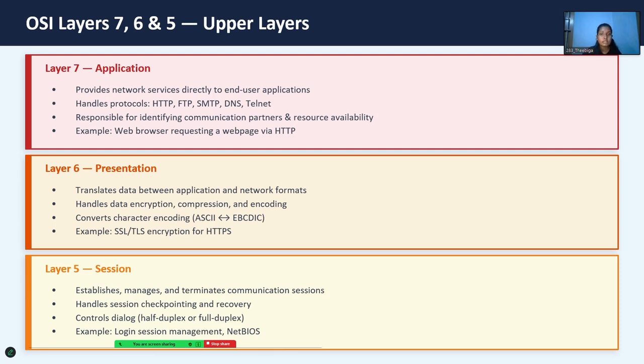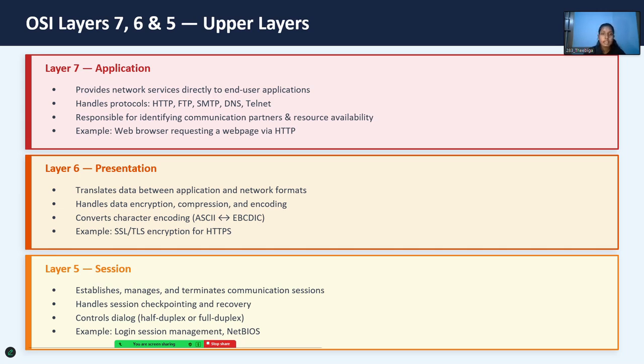Moving down to layer 6, the presentation layer. This is where data gets translated into a format the receiving system can understand. Think of it as a universal translator. It also handles encryption, so when you see HTTPS in your browser, SSL and TLS encryption is happening at this layer.